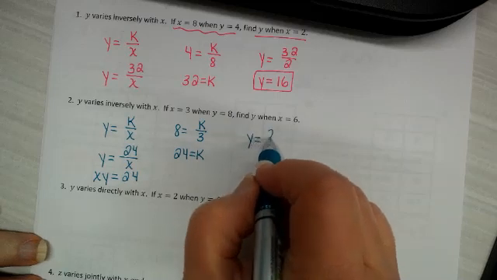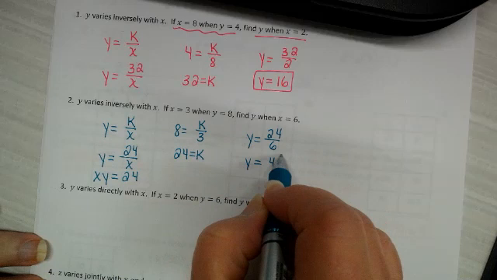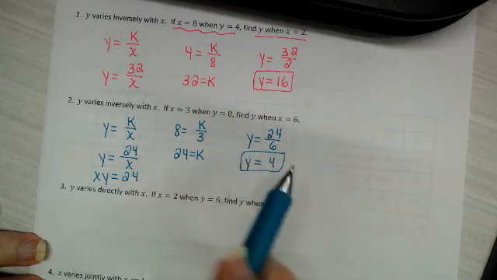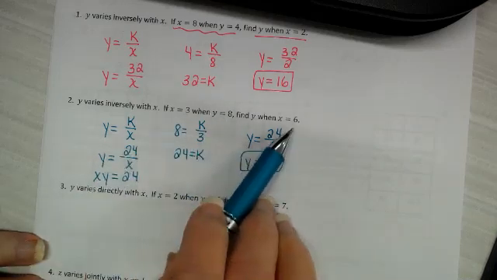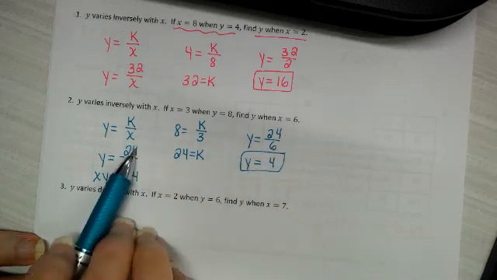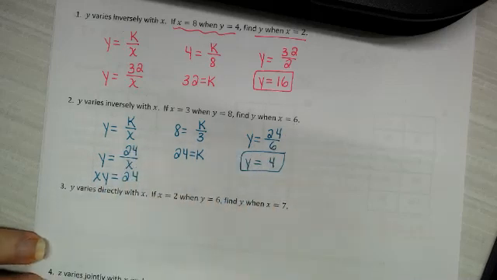So find y when x equals 6. So y equals 24 divided by 6, which means y is 4. So notice 3 times 8 was 24, my constant. 6 times 4 is 24. So they multiplied to the same constant.